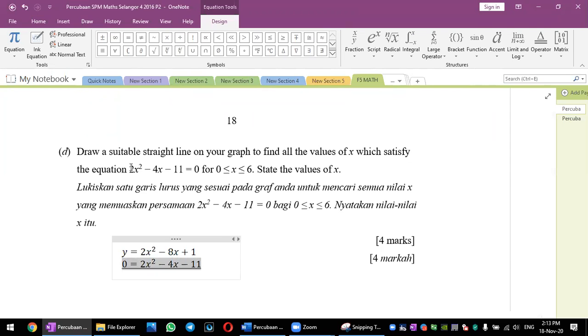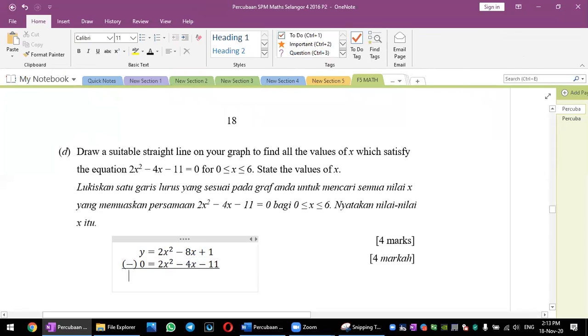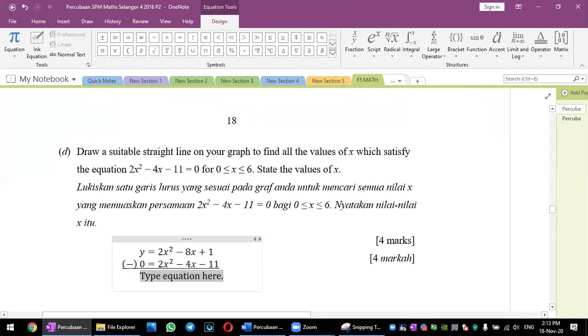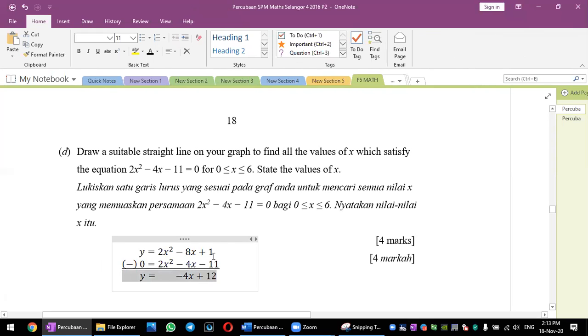Okay, what do? You need to minus. Okay, always minus. So first one minus the second one. Y minus 0, y. 2x squared minus 2x squared, no more idea. Then negative 8x minus negative 4x. It will become negative 4x. 1 minus negative 11. It will become 12. Okay, so this is your equation.